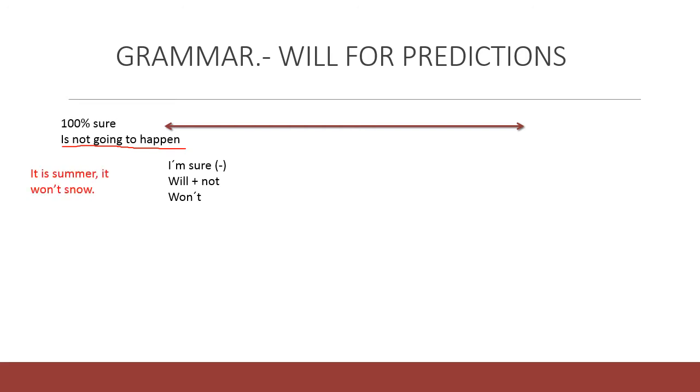For example, it is summer, okay? It won't snow. If you're so sure about this, you can use won't. 100% sure when it is going to happen. This is the opposite. I'm sure. It is an affirmative sentence. You can use will or the short form I'll. And an example, it is winter. It will rain soon. So in winter, you know that we have a lot of rain.